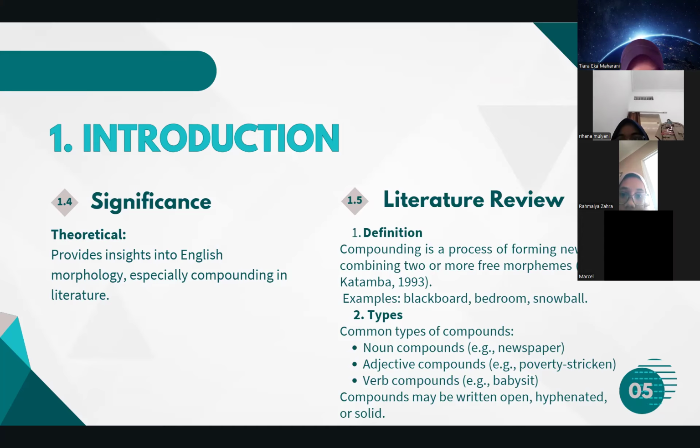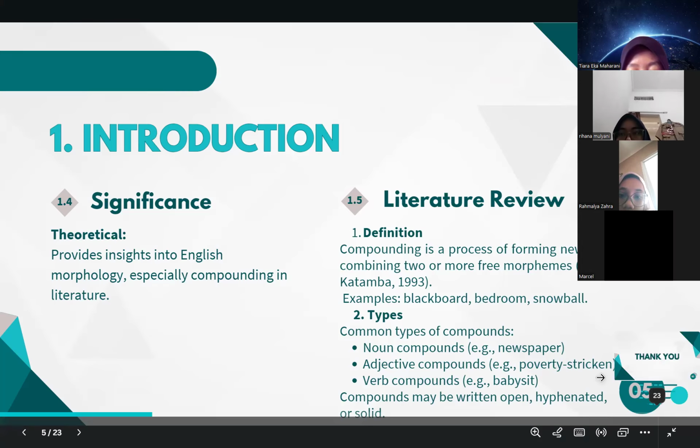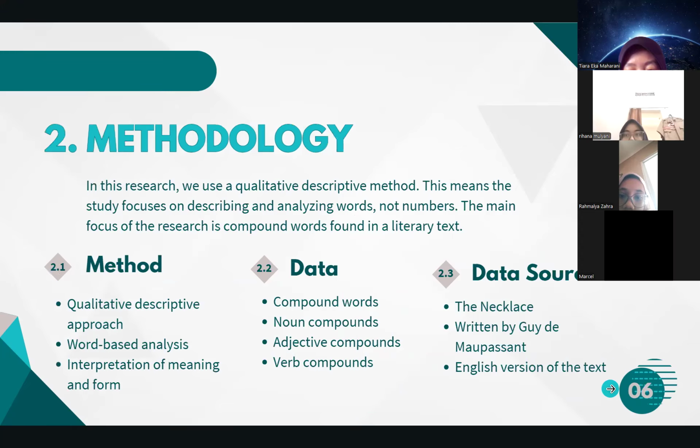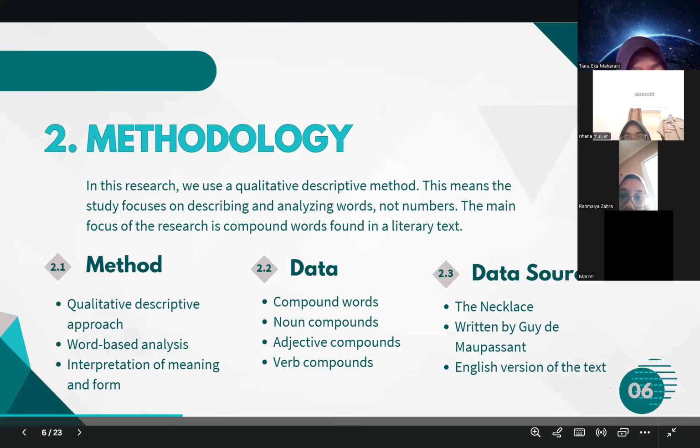Second, types. These are the common types of compounds. First one is noun compounds, like newspaper, and second one is adjective compounds, for example, like poverty-stricken, and last one is verb compounds, like babysit. Compounds may be written open, hyphenated, or solid. Next slide will be presented by Akmal. Thank you.